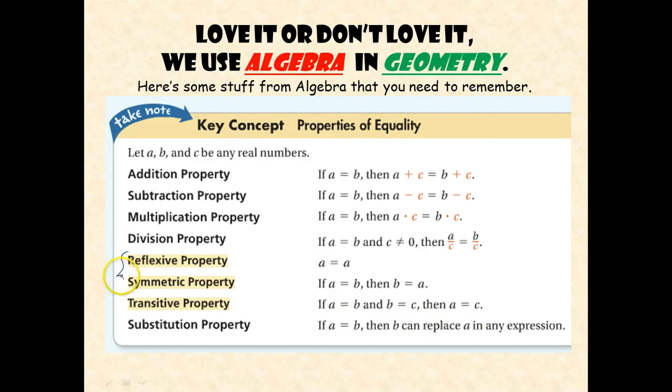These three are highlighted there because they have corresponding properties that are true for congruent figures. So we have to remember, if we're talking about numbers, then we're talking about the property as it relates to equality. If we're talking about congruent figures, which we will later on, we're going to talk about the reflexive property of congruence.